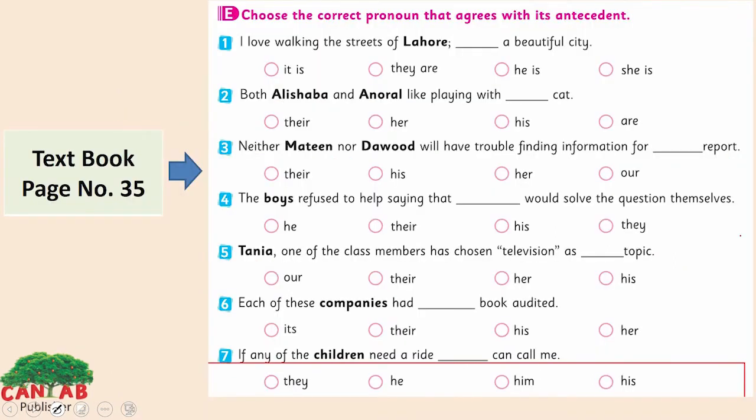Look at the exercise of it here on page number 35. Choose the correct pronoun that agrees with its antecedent. Look at the first one. These are very easy. I love walking the streets of Lahore. Lahore is an object here. So what will we do? Yes, a noun will be replaced by the object pronoun here.